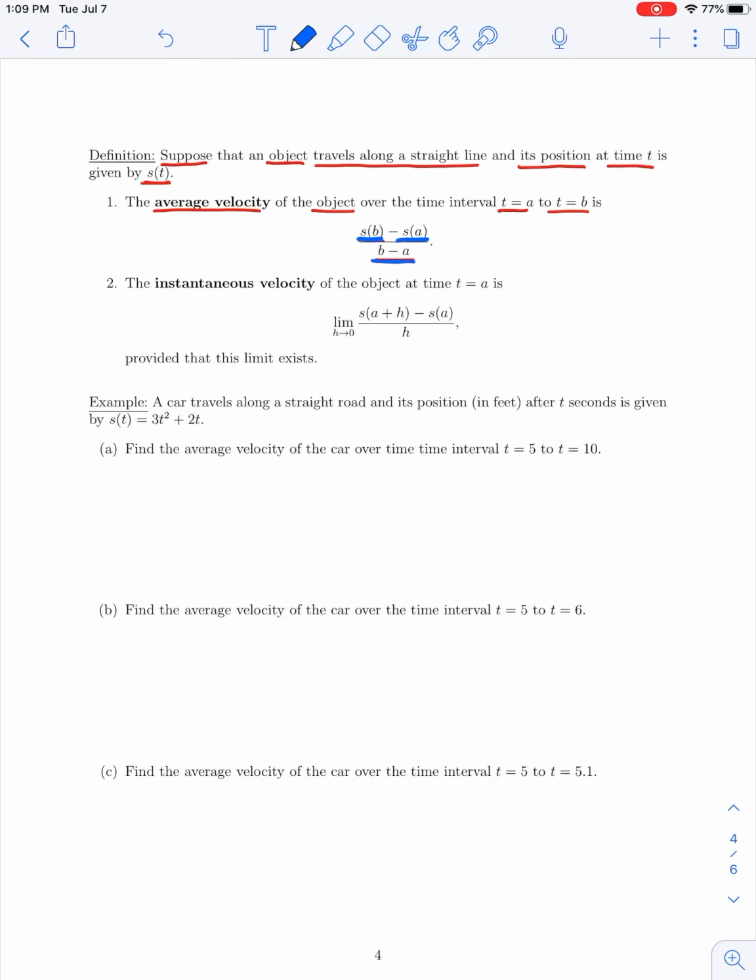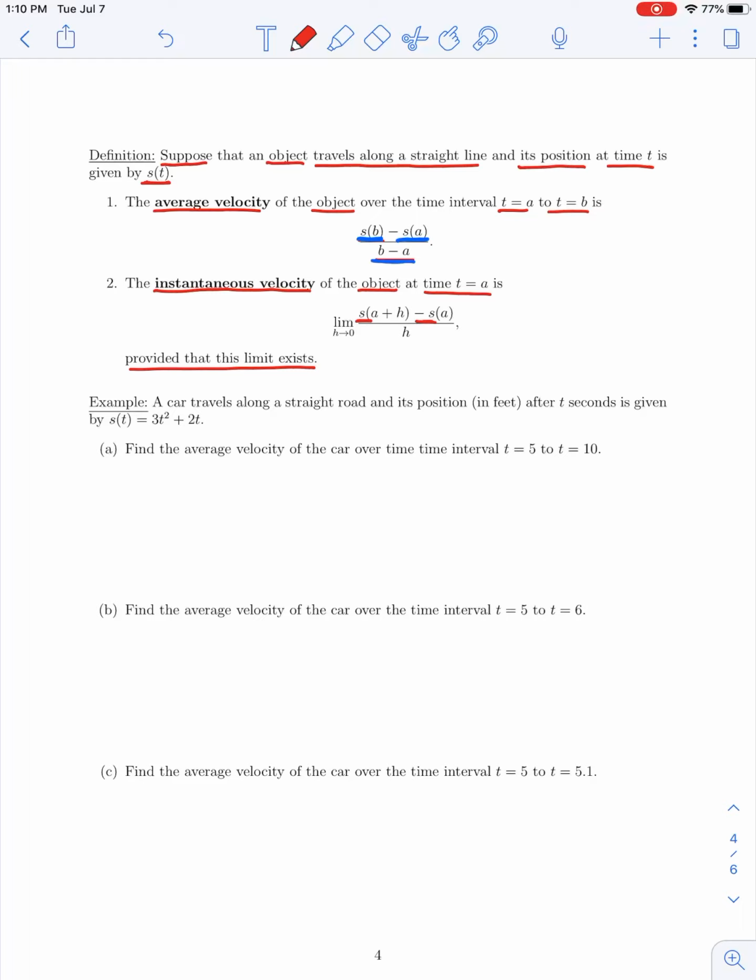Now we can also define the instantaneous velocity of our object at any time, say t equals a, as the instantaneous rate of change of the position function s at time a, provided that that instantaneous velocity, which is a limit, exists. So instantaneous velocity would tell us how fast an object is changing its position at one particular instant.